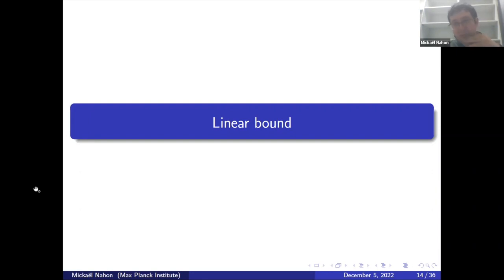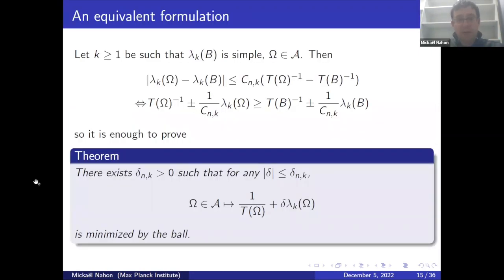And I will mostly explain what happened for lambda k that is simple, not for the cluster, because it's a bit more complicated, but it's essentially the same ideas. But okay, the first observation is the following one. So suppose that lambda k of the ball is simple. You take omega that has same measure as the ball, and you want to prove the first inequality for some large enough C and K.